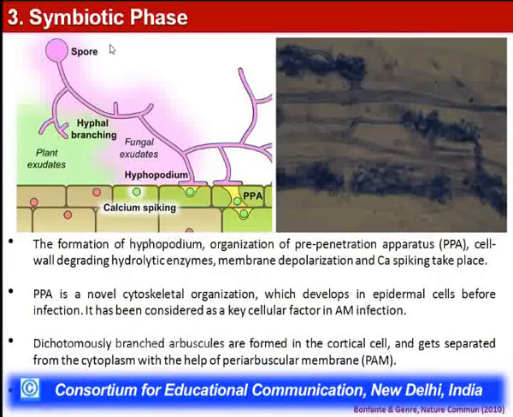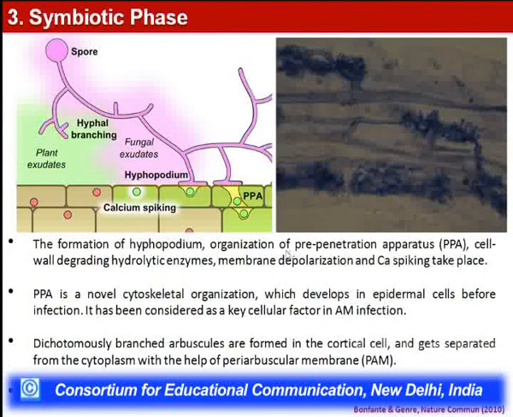The third phase is symbiotic phase. So you can see here, this is a fungal spore and this is the hypha of this spore. The hypha is now undergoing branching. So several branches of this hypha are produced, and now it is entering the epidermal cell of the plant root. At the epidermal cell of the plant root, you can see here, there is the formation of a knot-like structure or appressorium.